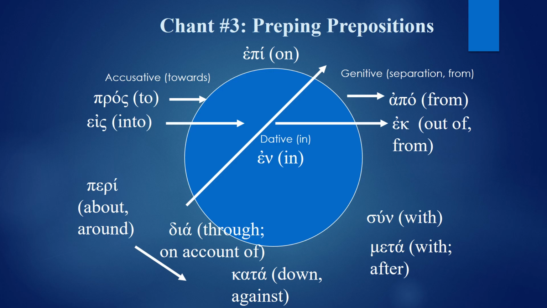And one more time. Epi, peri, pros, eis, dia, en, ek, apo, kata, sun, meta. And a final time, epi, peri, pros, eis, dia, en, ek, apo, kata, sun, meta.